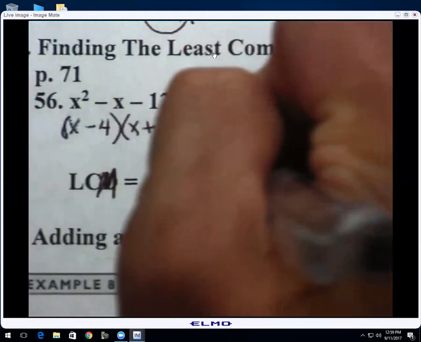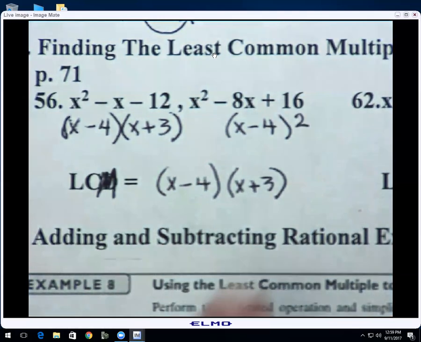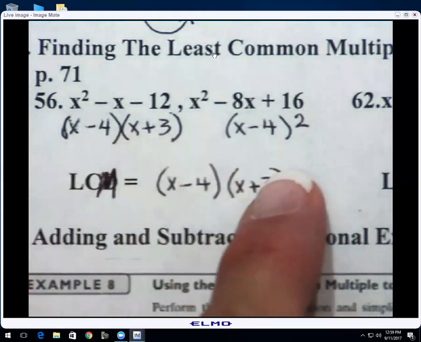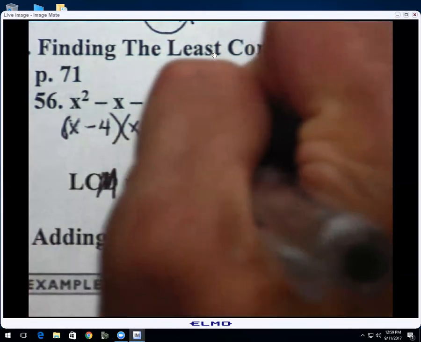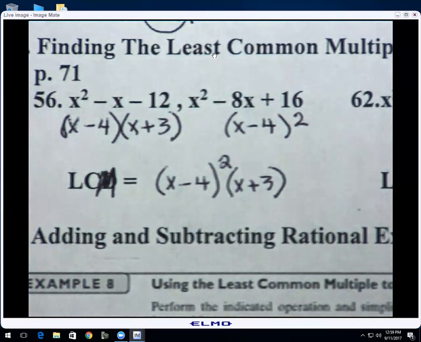An x plus 3? Is that it? I have to have x minus 4 the most times it occurs in either factorization. So I have to have x minus 4 squared in the LCM. The highest power of my x minus 4s and the highest power of my x plus 3s.